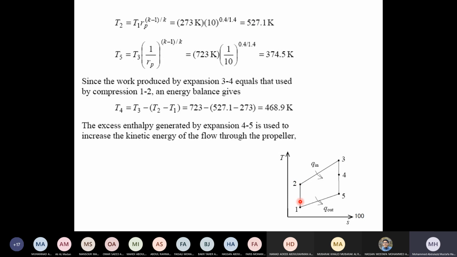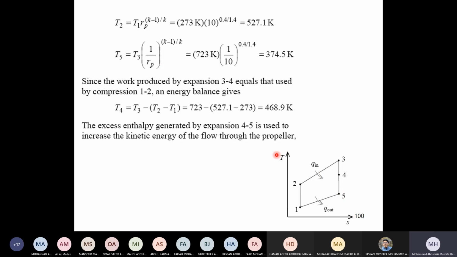If I have a diffuser, then I will apply the equation for diffuser, and then the pressure ratio will be different here, and this will save a lot of the energy for the compressor. Then we have T3 here. T3 is given, and then from this ratio here, I can get T5.